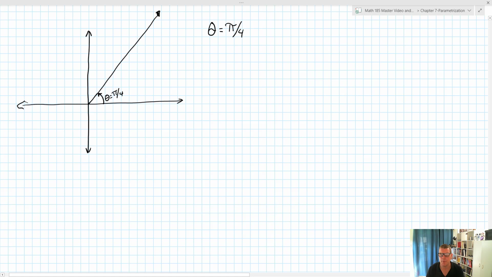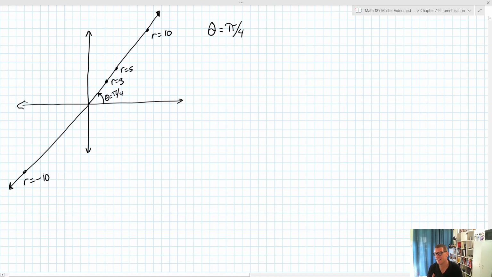Now don't forget that we can also have negative r's. My negative r's are going to go in the opposite direction. So every positive r is going to go in that positive direction, and every negative r is going to go in that negative direction. For example, here's r equals 3, and then we have r equals 5, and r equals 10, and then we have r equals negative 10 down here. But in each and every case, theta equals pi over 4.